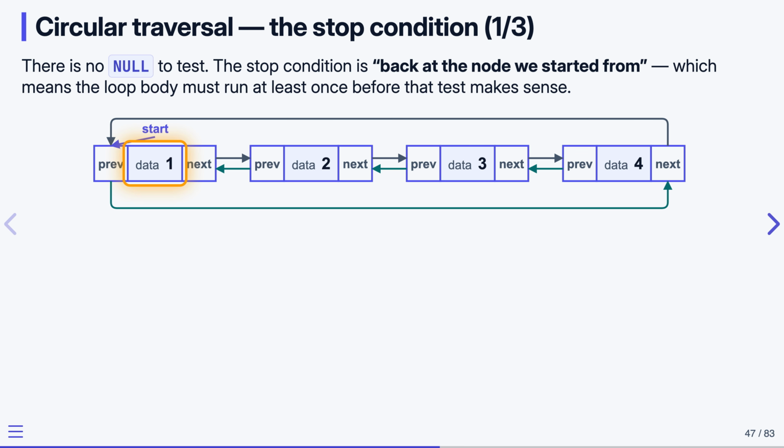Here is that starting node, the one the start arrow points at. We walk forward from it, one node at a time, all the way around. Because the ring closes, we will come back to this same node. And that return is the only signal we get. So the loop body has to run at least once before the test makes any sense.